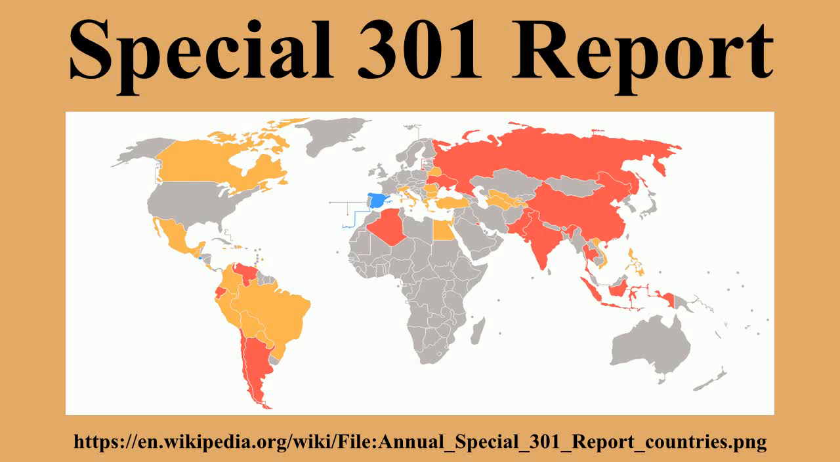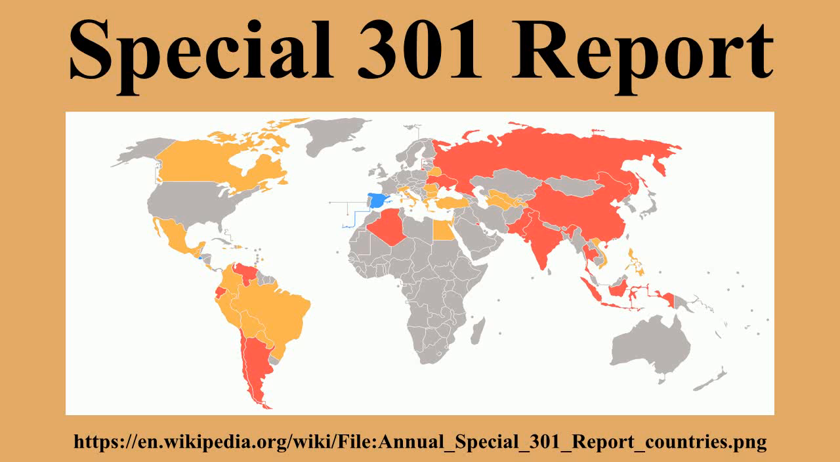Priority watch list and watch list countries. 2 non-statutory categories have been created in addition to the statutory category of priority foreign country, which once identified as such needs to be investigated and if found in breach with a trade agreement is subject to possible retaliation actions under Section 301 of the Trade Act of 1974. Priority watch list and watch list countries are identified by the annual Special 301 report.